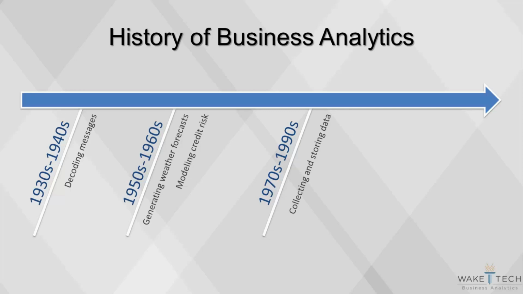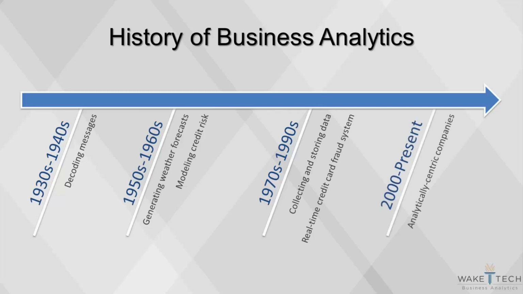In 1992, the first real-time credit card fraud system was introduced. Then the first analytically centric companies emerged. Companies such as Google use data to build their core product, while other companies such as Amazon use analytical techniques to earn market share from competitors.